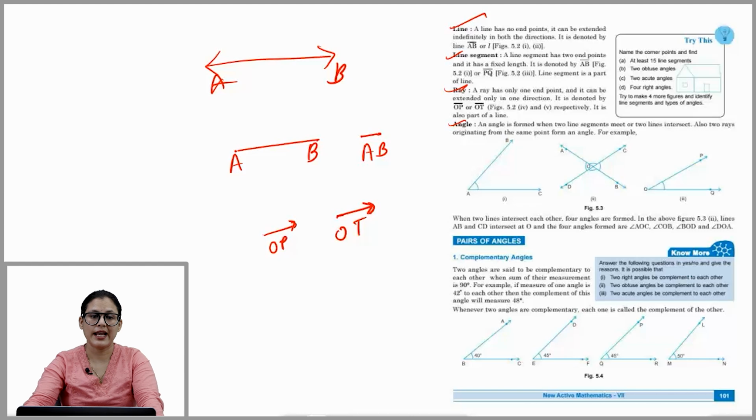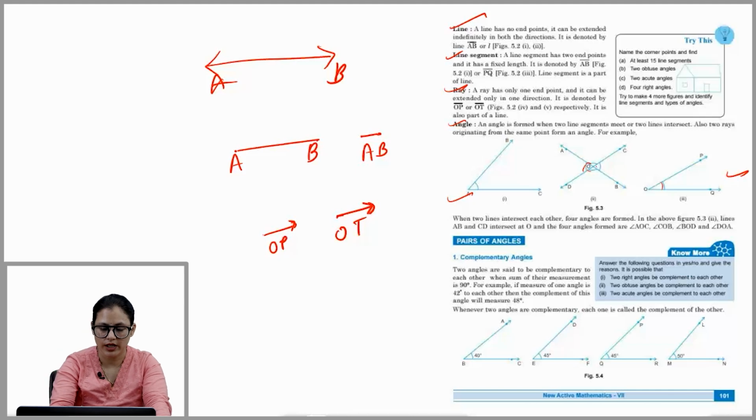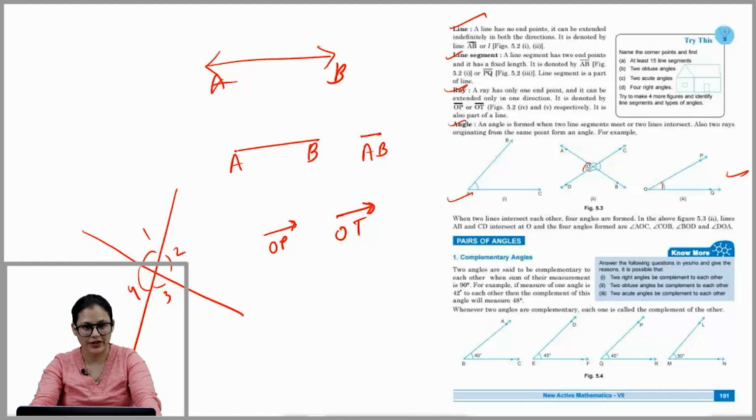An angle. An angle is formed when two line segments meet or two lines intersect. Also, two rays originating from the same point form an angle. For example, see, this is an angle. When two lines intersect each other, four angles are formed. For example, this, okay? Two lines are intersecting, so how many angles are forming? 1, 2, 3 and 4, right?